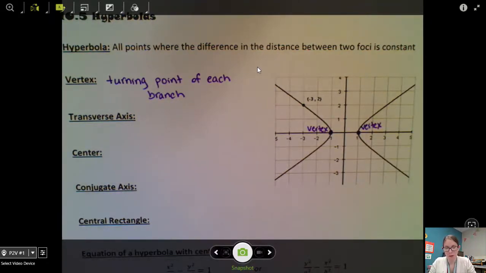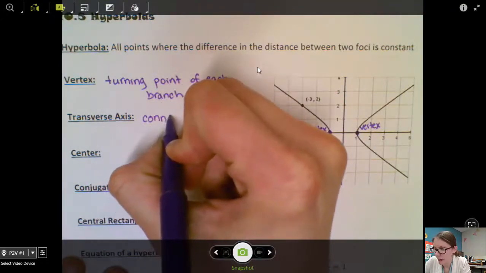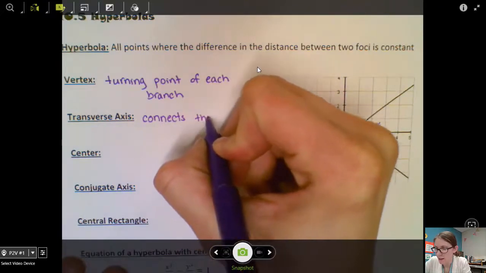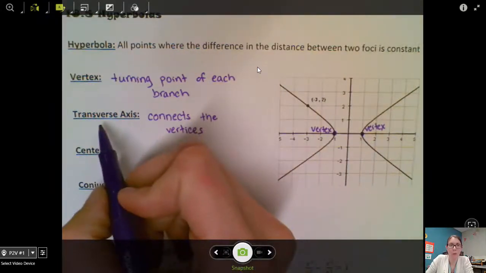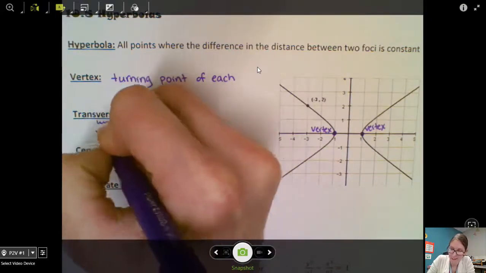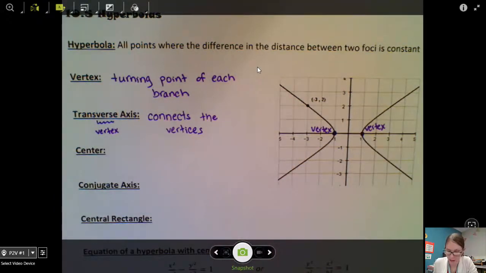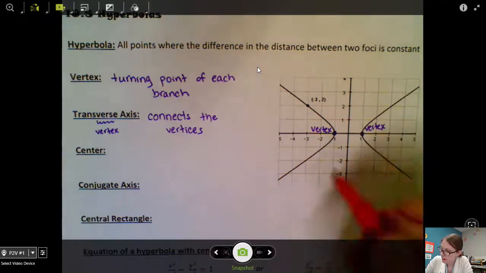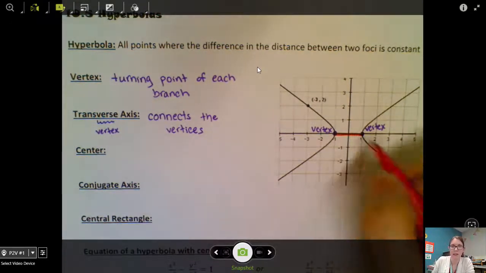All right. The transverse axis is the axis that connects the vertices. And if you look at the word transverse, the "ver" here, we kind of see part of our word vertex. So transverse has the vertices. Okay, so our transverse axis would be this part, connecting the vertices.